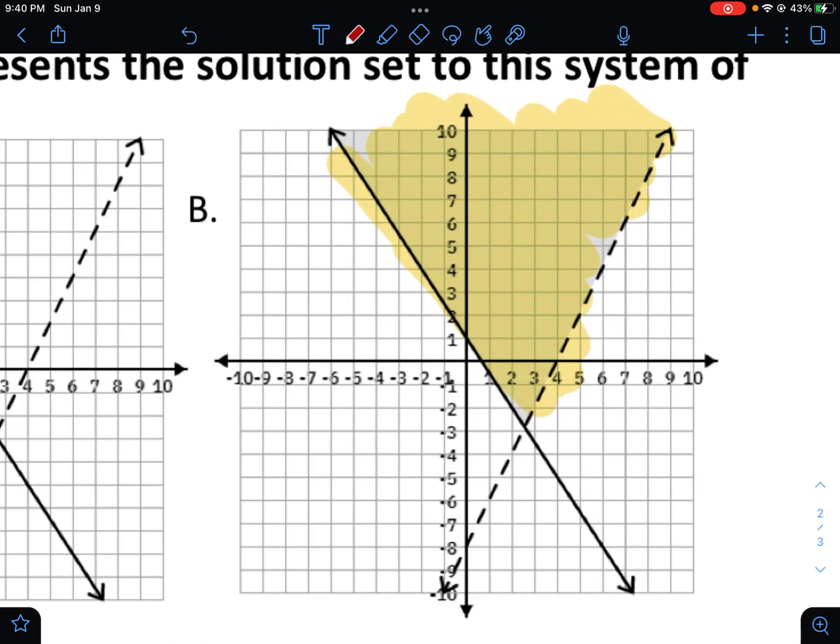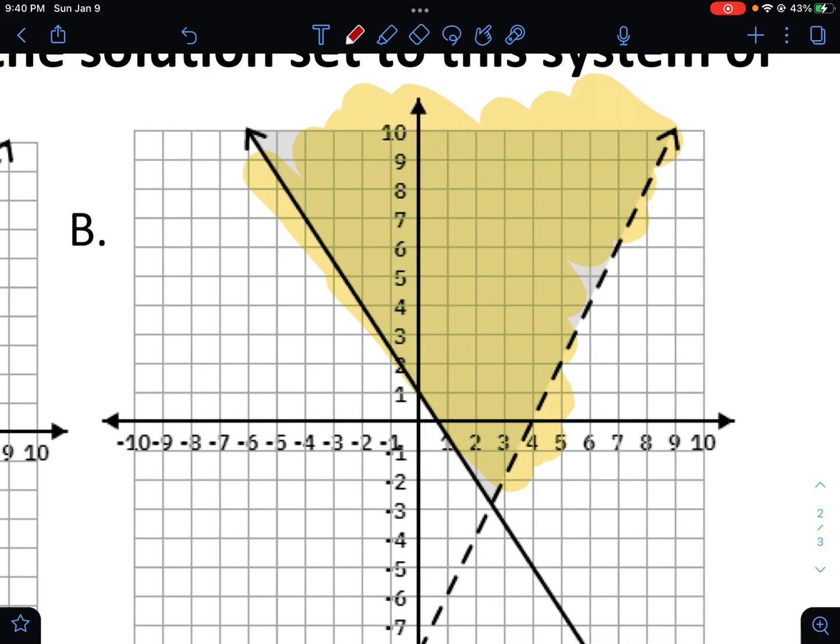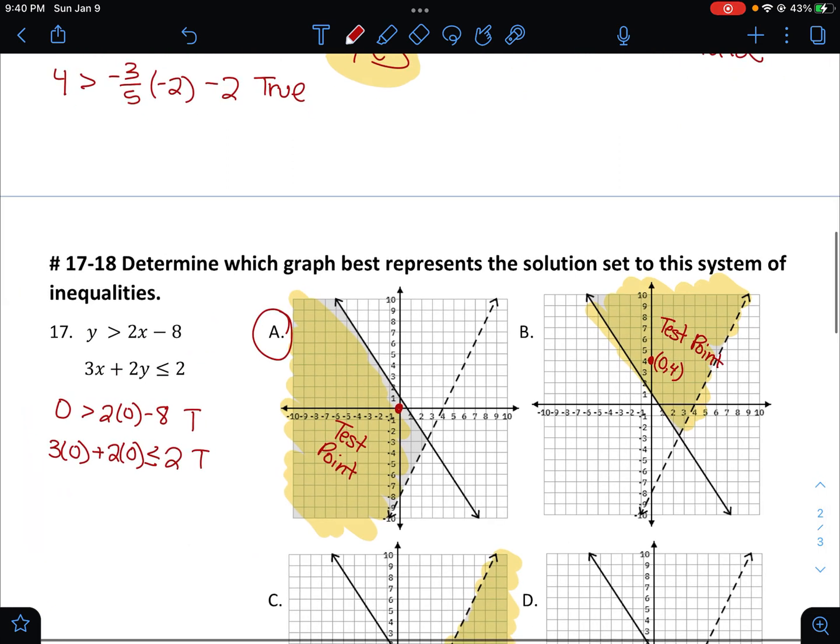Okay, if I try to pick another test point, it's not going to work. So just to show you, I will show you what it looks like if I use this point right here, 0, 4. Okay, so this would be my test point. Just to show you. Okay, so that was for answer choice A.